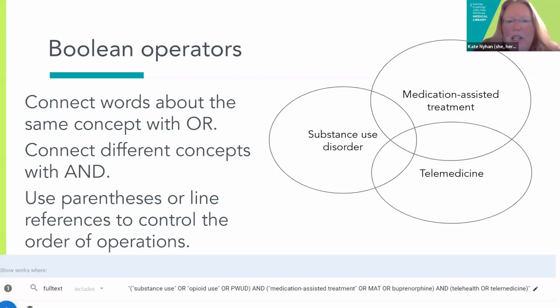Now, these Boolean operators and and or: remember we use or for search terms that are about one concept, like medication-assisted treatment or Suboxone, and then we connect the different concepts together with and. That's the union in the Venn diagram. And the order of operations is important here. So you can use parentheses, as you see in the screenshot at the bottom of the slide, to impose the order of operations that is logical based on your concepts table and Venn diagram.